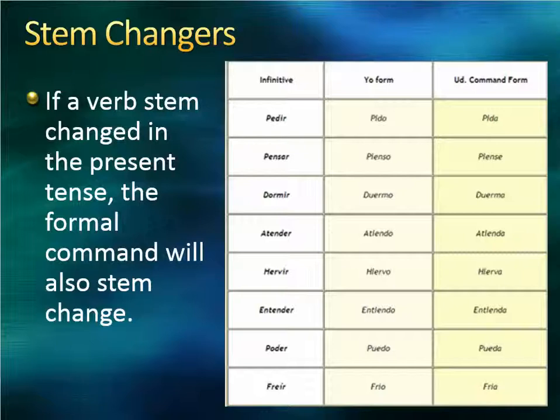Entender, entiendo is the yo form. Entienda is the usted command. Poder was an O to UE stem changer, so puedo was the yo form. The usted command is pueda. Freír, which means to fry. Frío is the yo form. Fría is the usted command form. These are just some examples of stem changing verbs. This is obviously not the entire list because there are a lot more. But just remember, any verb that stem changed in the present tense will also stem change in the formal command.